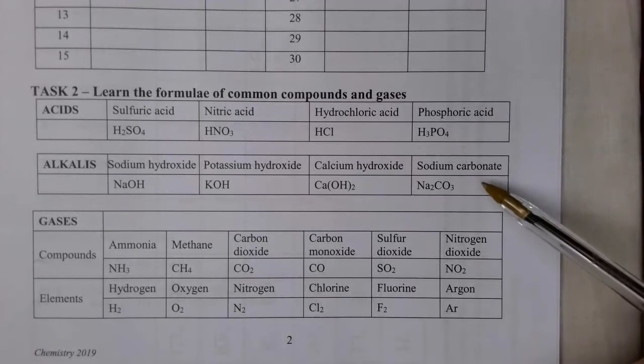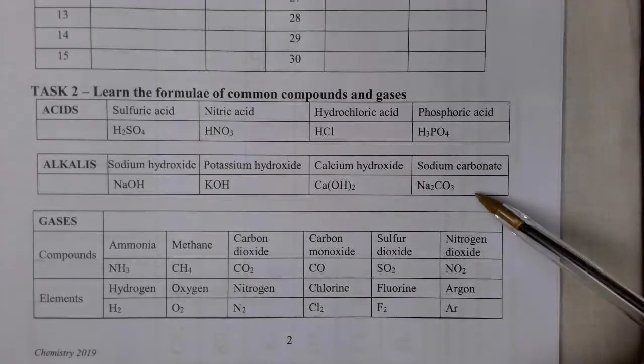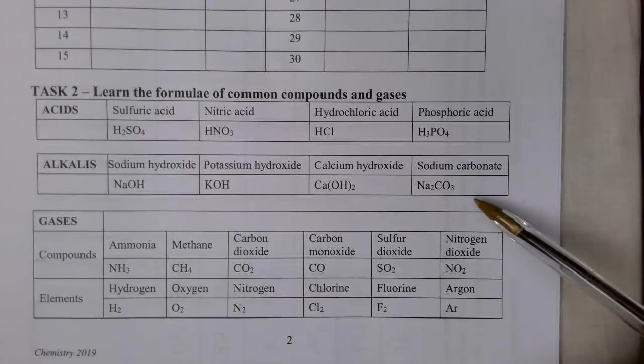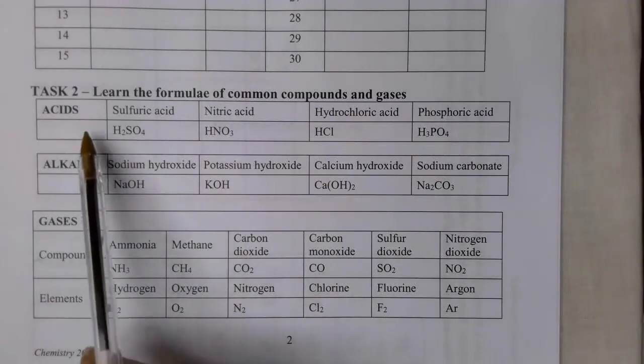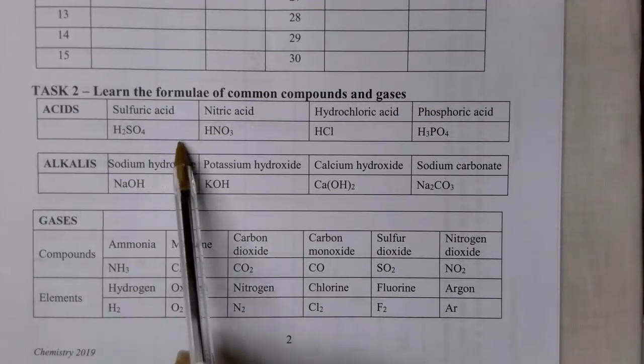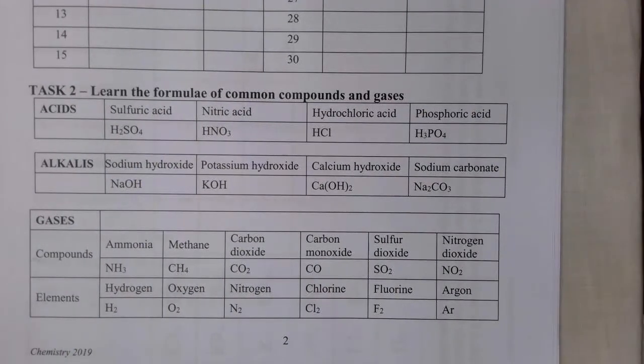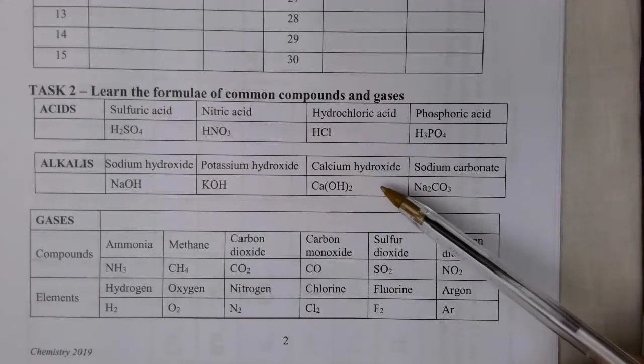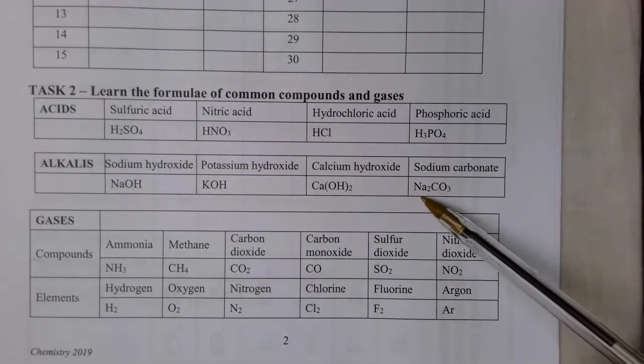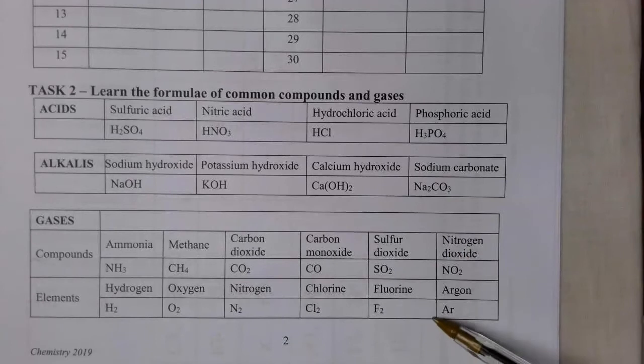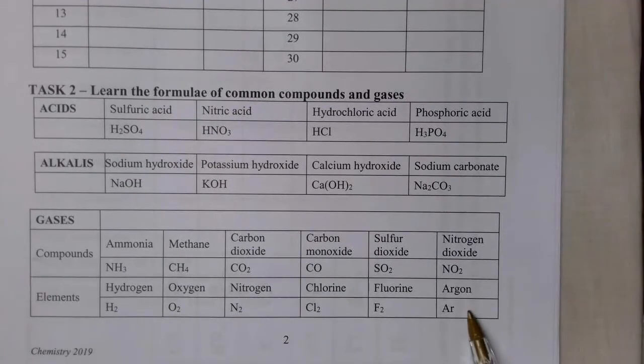Okay, so as well as learning the names and symbols of the first 30 elements, you also need to learn the names and the formulas for some common compounds and gases. You'll see here we've got acids. So we've got common acids that you should already be familiar with, but you need to know the formulas of each of those. Also the same with the common alkalis, gases, and elements which are diatomic. So you need to know hydrogen, for example, is H2, not just H. Argon, on the other hand, is just Ar.